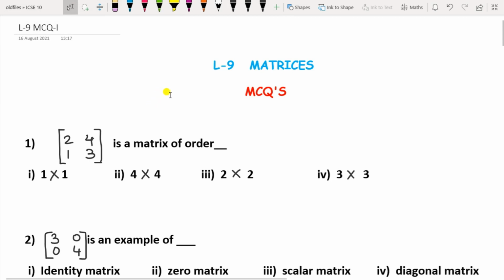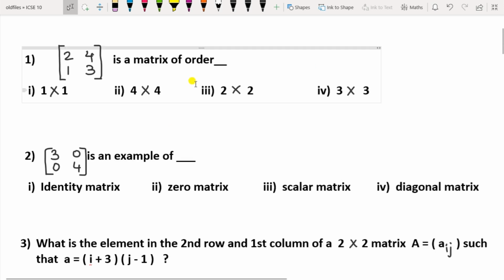In this video we are going to see the MCQs of lesson 9, Matrices. To solve the MCQs you need to first go through the chapter. So here in the link above I have shared the video of the solved exercise, and that will help you in solving the MCQs. So let us start with the first question here.